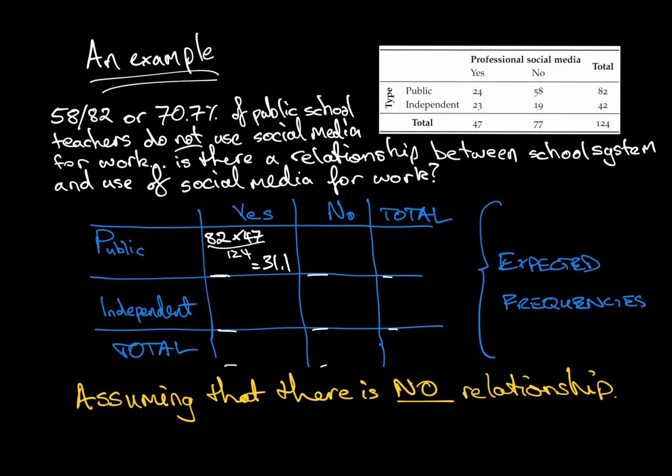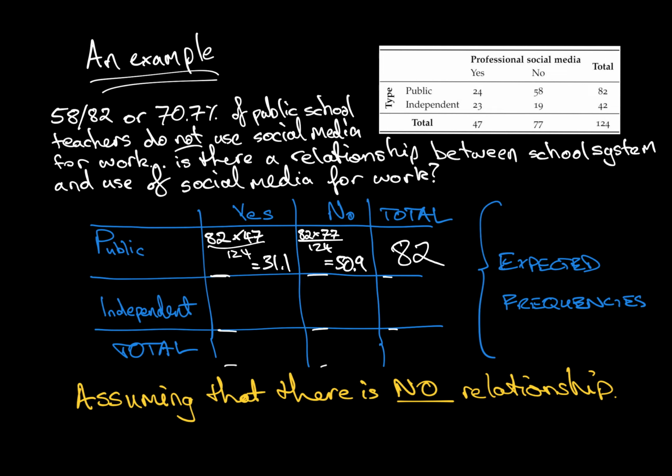For public school teachers who do not use social media for professional purposes, we'd expect 82 multiplied by 77 this time, divided by 124. The change being that we're looking at the total number of teachers who don't use social media professionally. This calculation gives us 50.9 for our expected frequency. Notice again that when we add up across the row, we still get the same marginal total as we did in the original table. And this should occur for all of the rows and all of the columns.